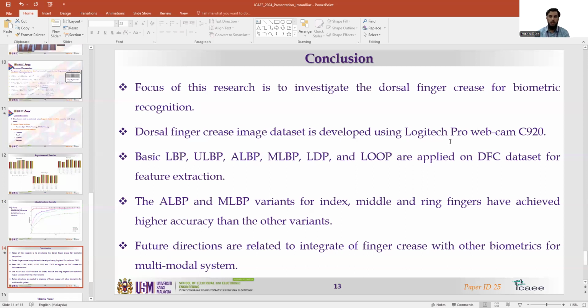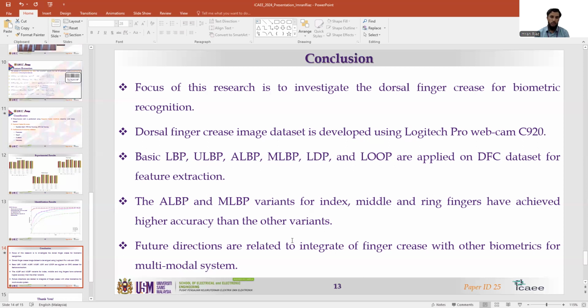We used the Logitech Pro webcam C920 for the data acquisition. The 6 different variants are used for the feature extraction, and 2 of them, average and median, have achieved the highest accuracy among these 3 different index, middle, and ring fingers.